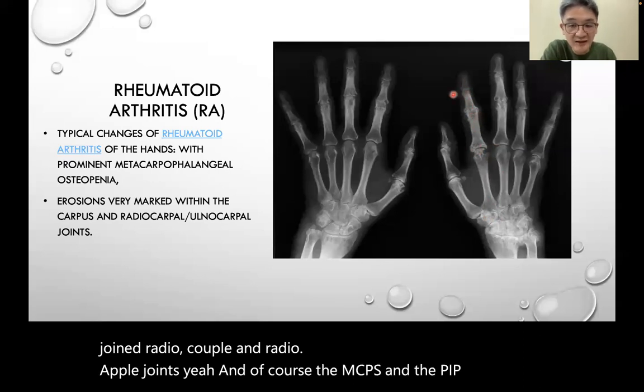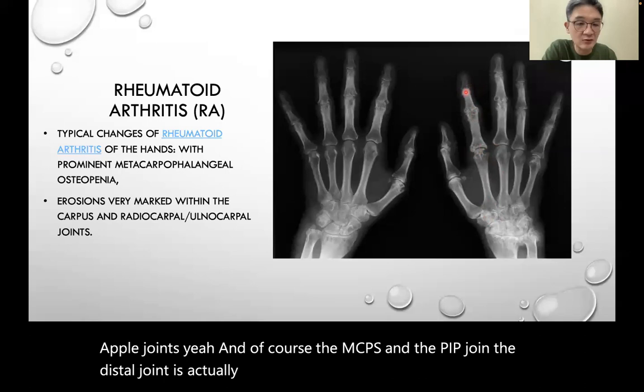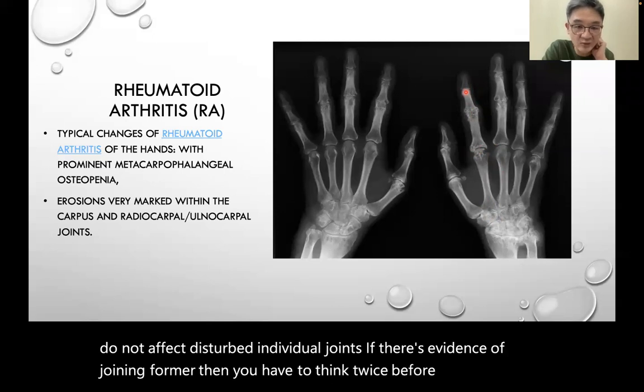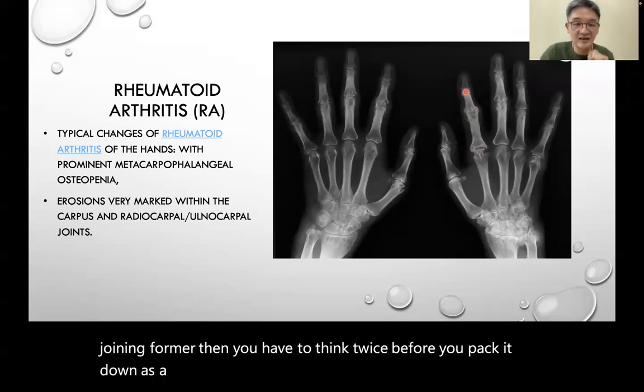The distal joint is actually preserved. So remember, rheumatoid arthritis does not affect the distal interphalangeal joint. If there's evidence of DIP joint involvement, then you have to think twice before you mark it down as rheumatoid arthritis. So this is very simple.